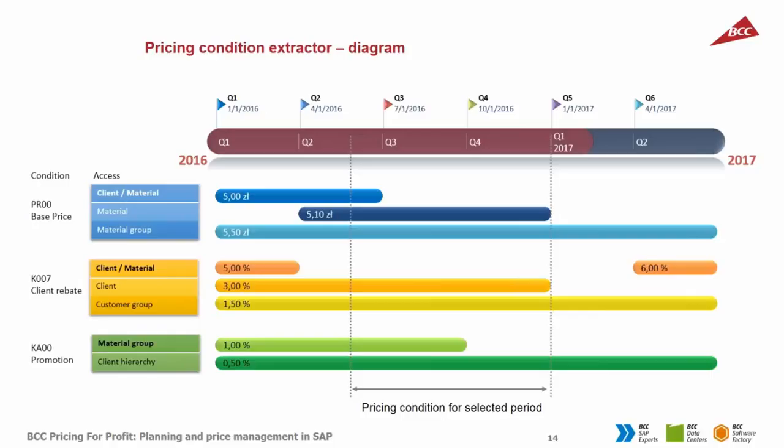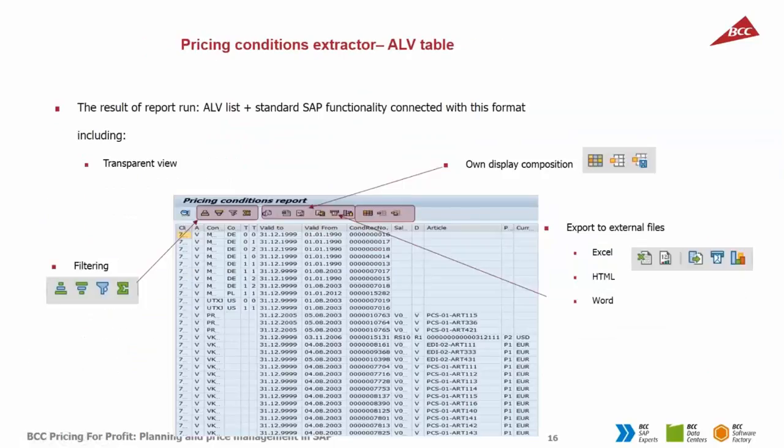So in terms of price extraction module, the results are all these colorful stripes that we see here. So we would have 9 rows of results as we have 9 stripes. And they are presented in the standard SAP form of ALV list, with validity periods of individual conditions and the pricing conditions that have an impact on the price of the material in a given period of time. So this is the result. Presentation format looks like the standard functionality of SAP ALV.